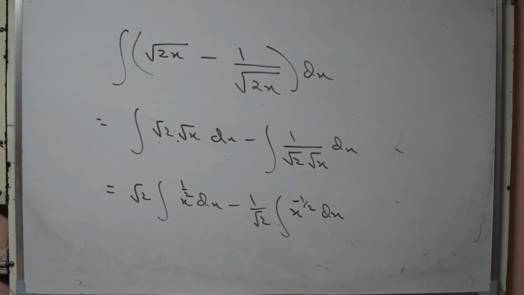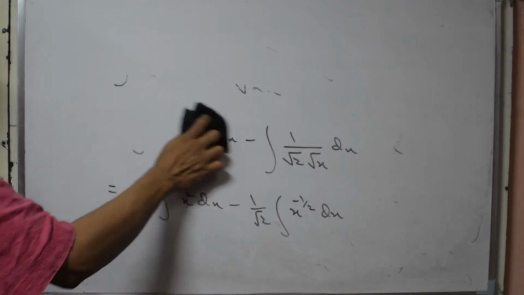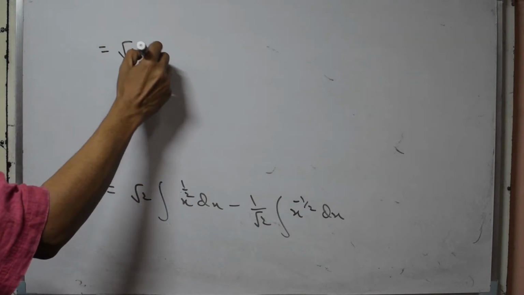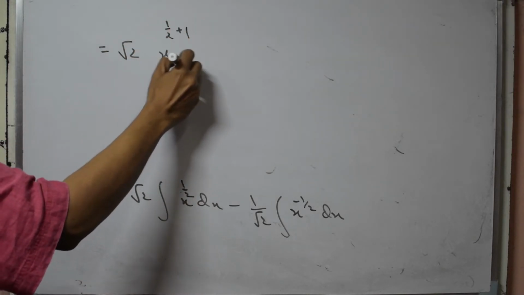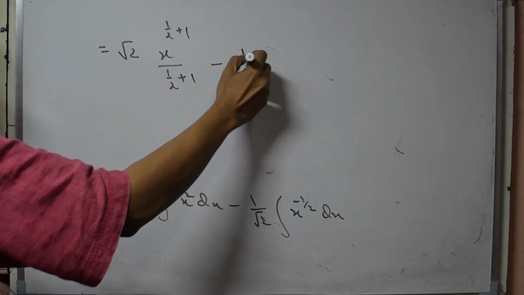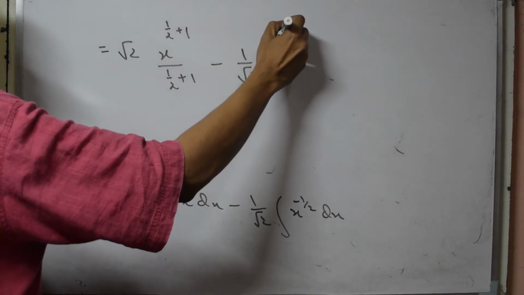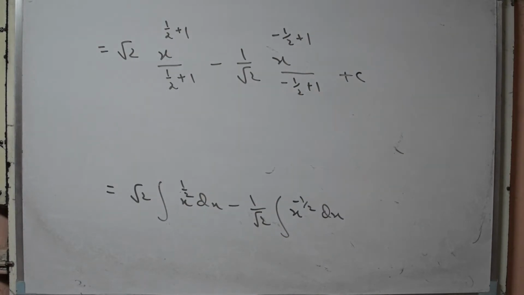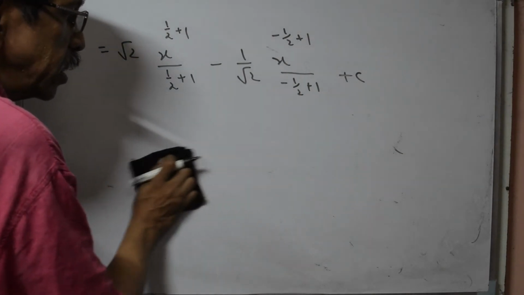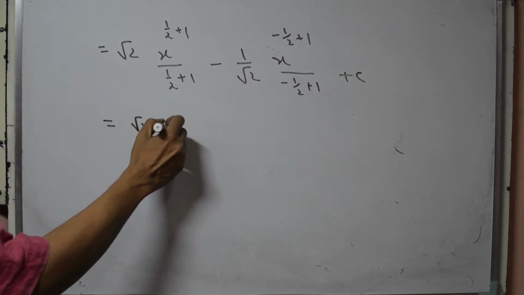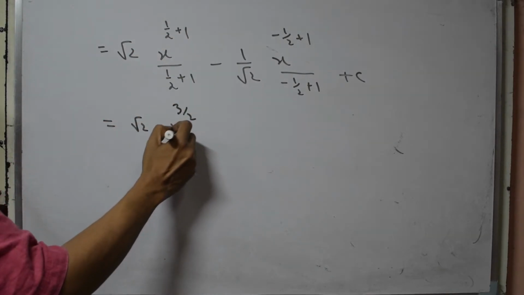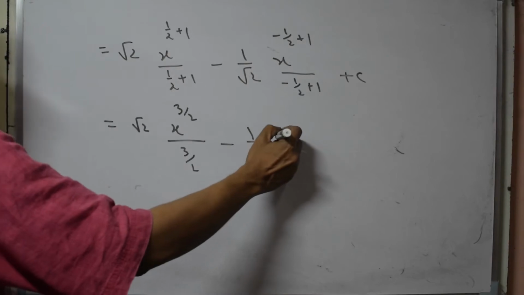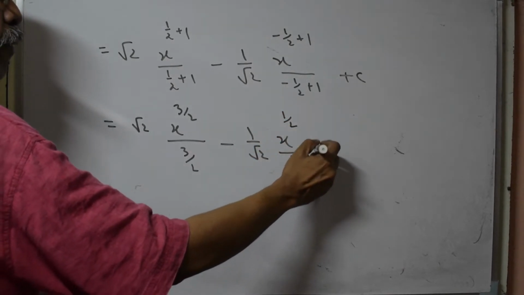So now we have our application of the formula ready, because we can apply the formula x to the power n in both cases. It will be root 2 x to the power half plus 1 by half plus 1 minus 1 by root 2 x to the power minus half plus 1 by minus half plus 1 plus c. So what you are finding in this result: root 2 into x to the power 3 by 2 by 3 by 2 minus 1 by root 2 x to the power half by half plus c.